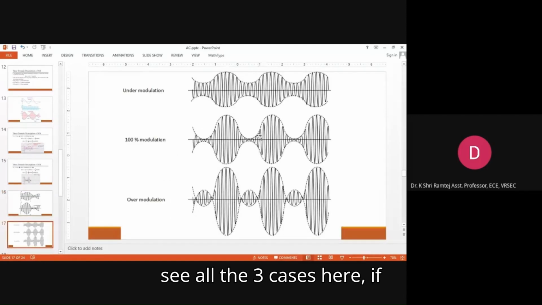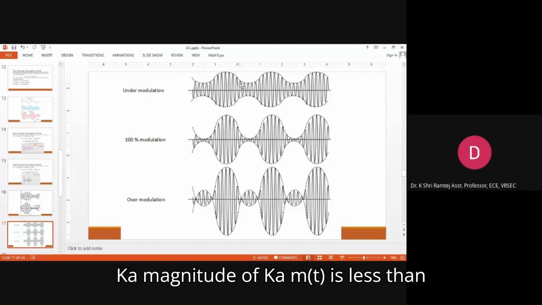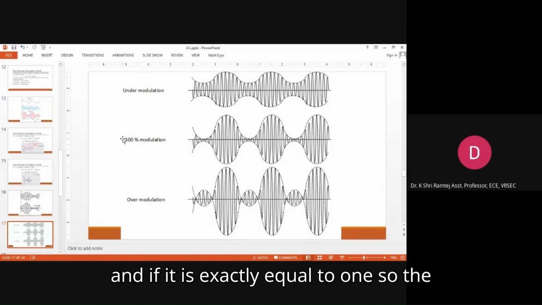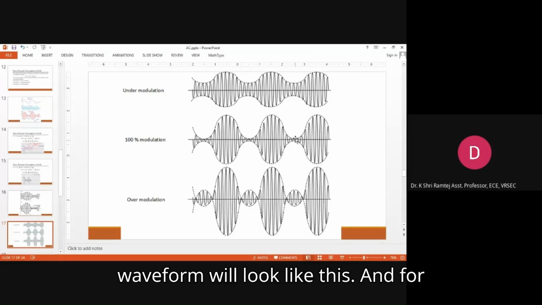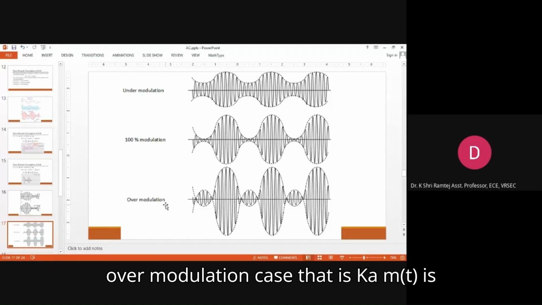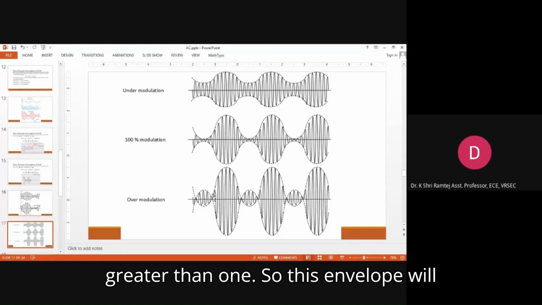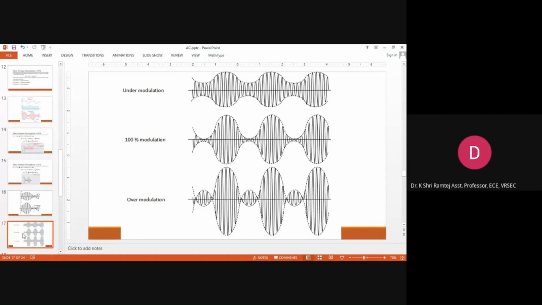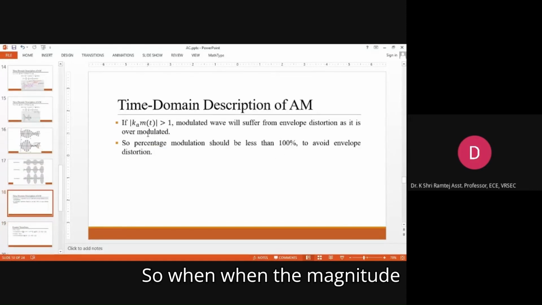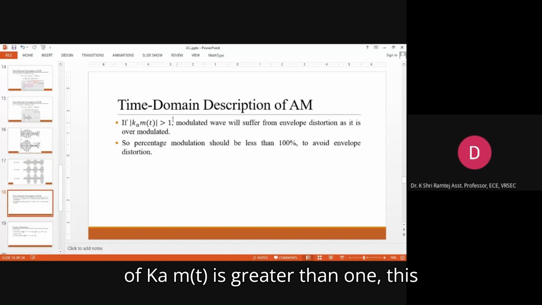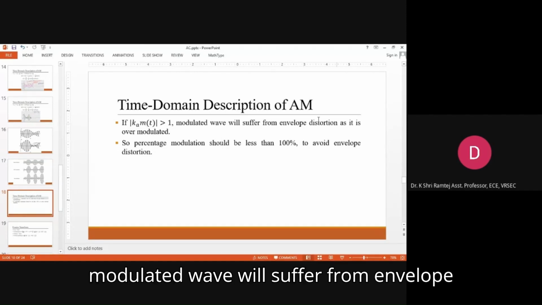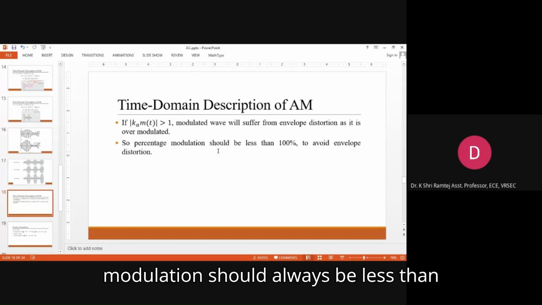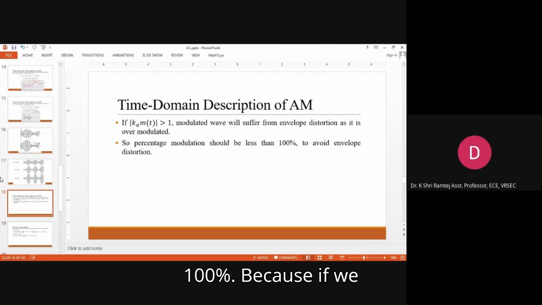So if we see all the three cases here, if magnitude of Ka m of t is less than 1, it is the under modulation case, and if it is exactly equal to 1, the waveform will look like this. And for the over modulation case, that is Ka m of t is greater than 1, this envelope will cross the 0 axis and there will be some phase reversals at these 0 crossings. So when the magnitude of Ka m of t is greater than 1, this modulated wave will suffer from envelope distortion. So in order to avoid this envelope distortion, this percentage modulation should always be less than 100%.